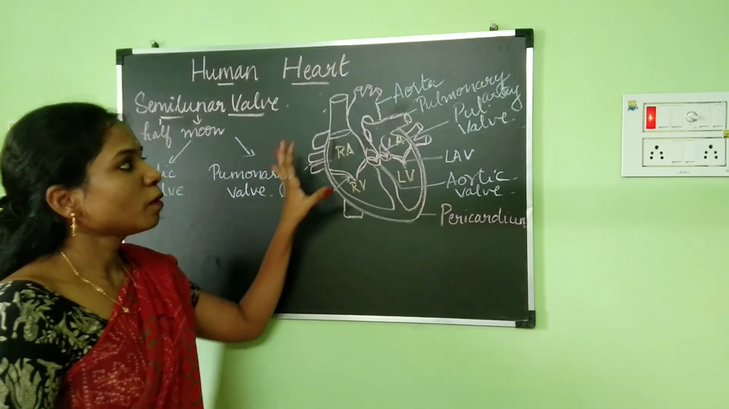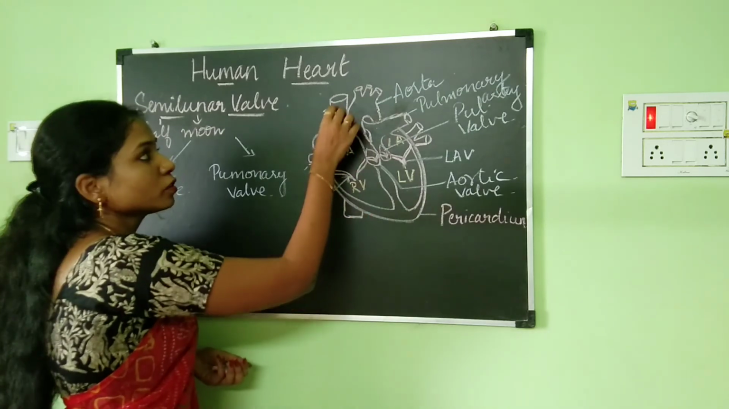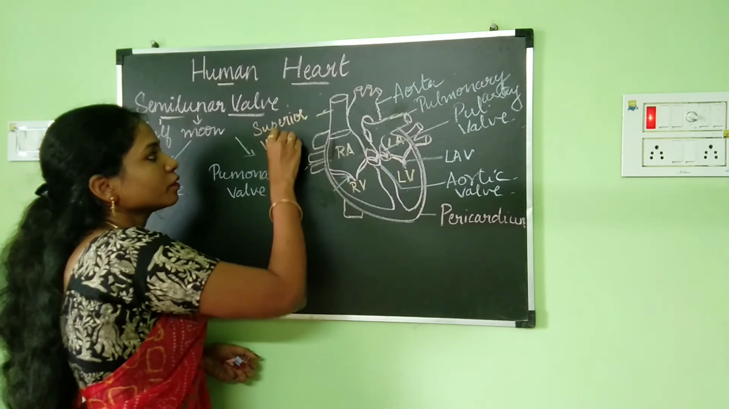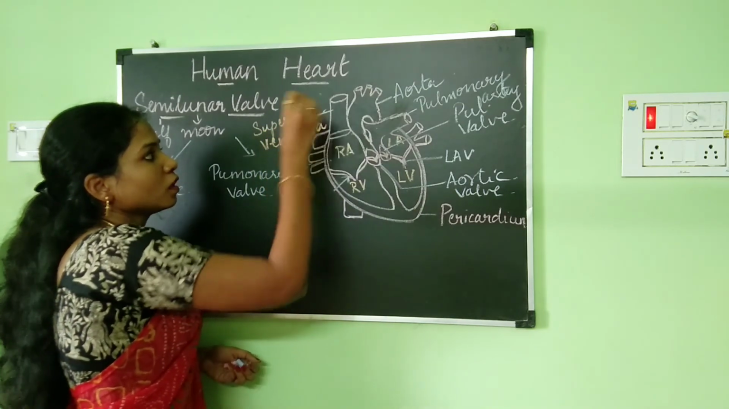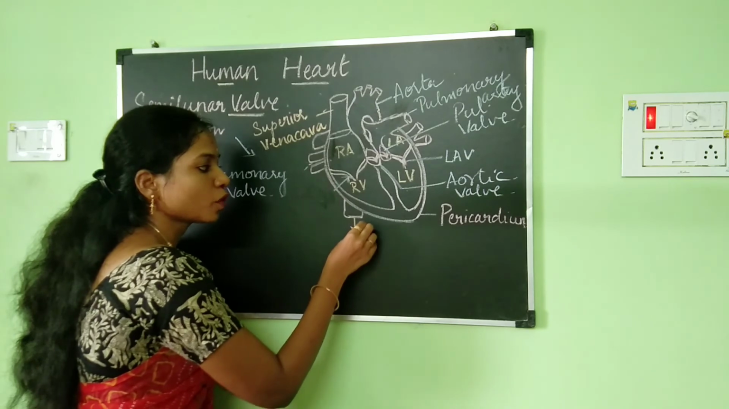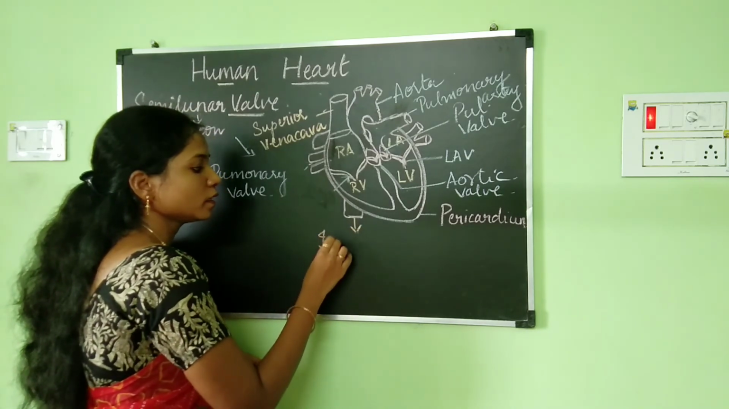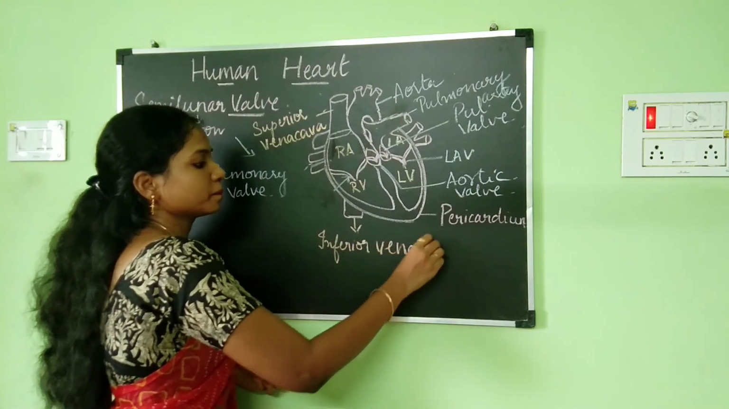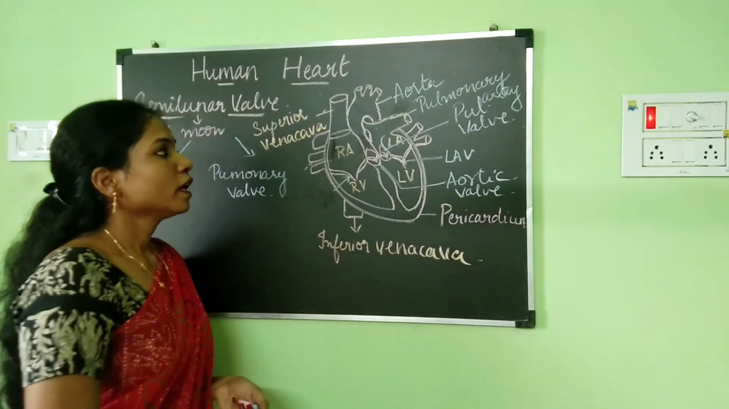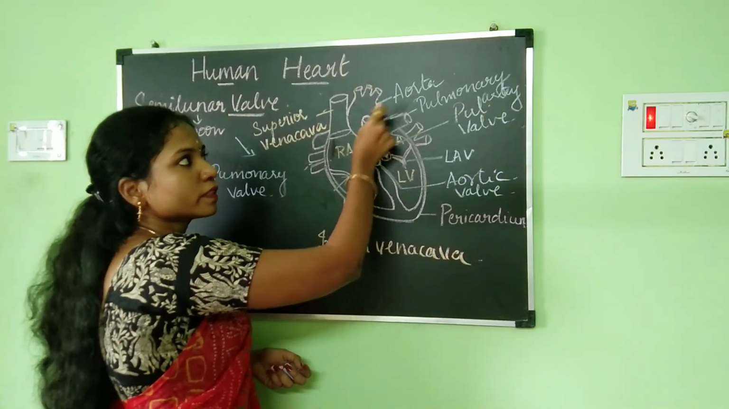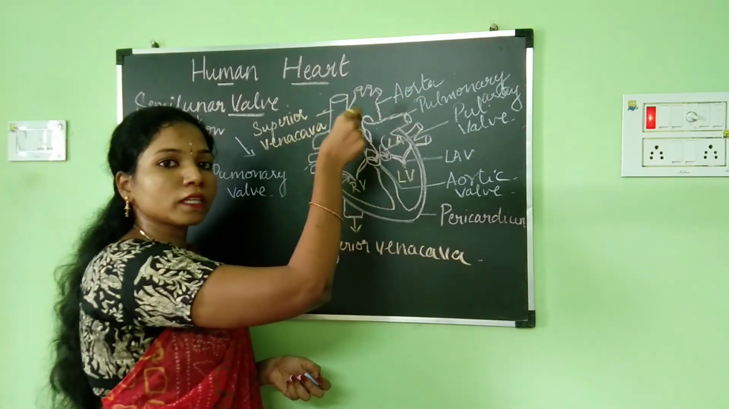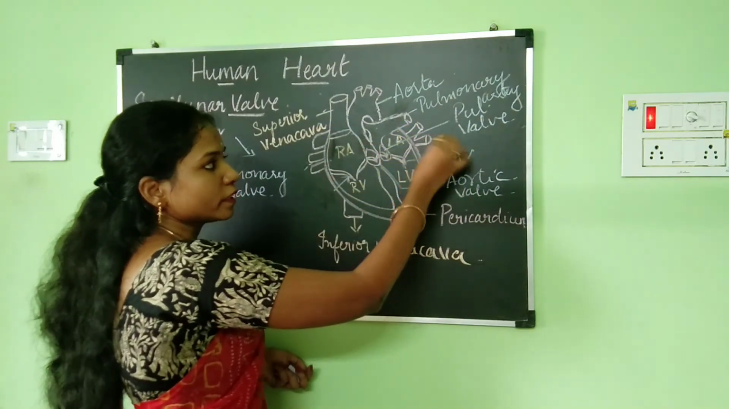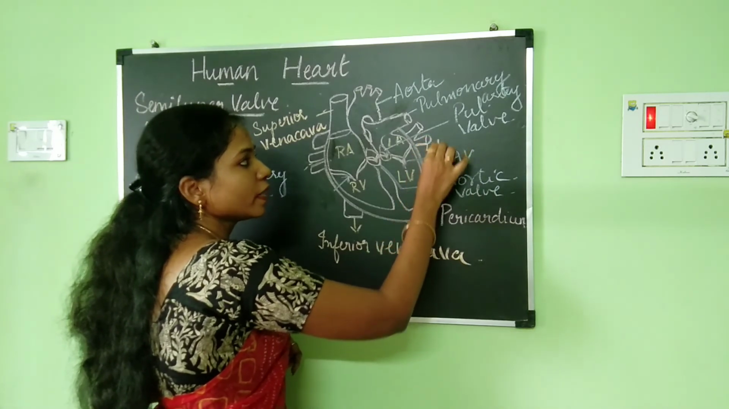Now I will also tell you about the blood vessels related to the heart. This blood vessel that you are seeing right now is the superior vena cava, and this blood vessel here is the inferior vena cava. I already told you this is the aorta, the biggest blood vessel in the heart, and this is the pulmonary artery, and what I have drawn here is the pulmonary vein.